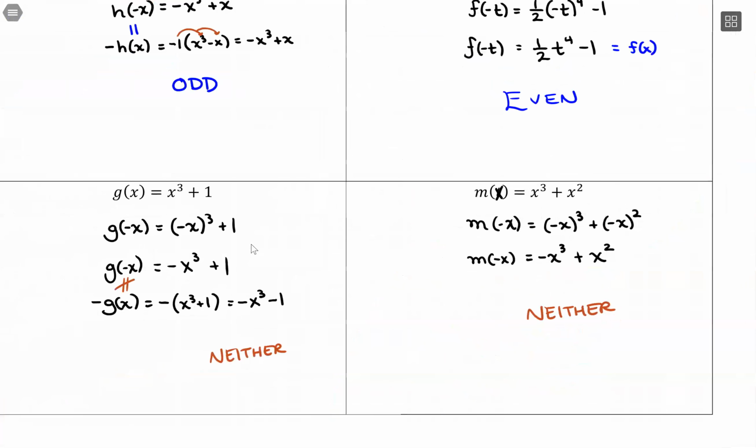Alright, so that's how we can look at odd and even functions algebraically, as well as from the graph.